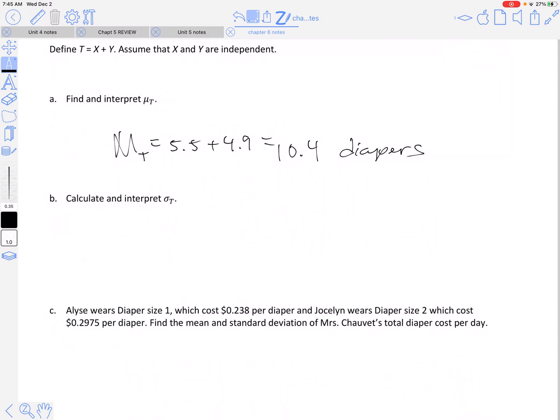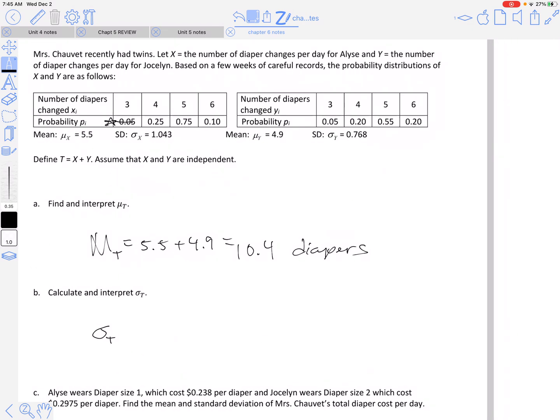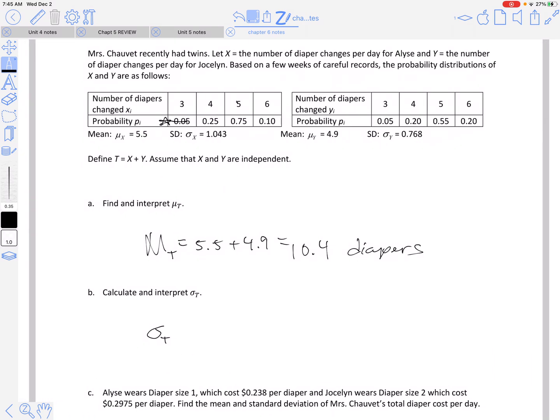Okay, calculate and interpret the standard deviation. Well, I don't want to combine these and then put them in my calculator, so I'm just going to look at the standard deviation. But I'm going to remember I never ever add or subtract standard deviation. Only multiplication works with standard deviation.